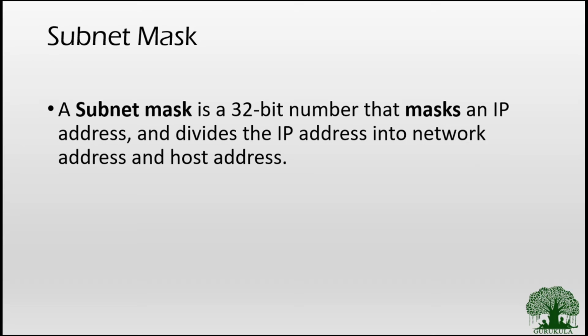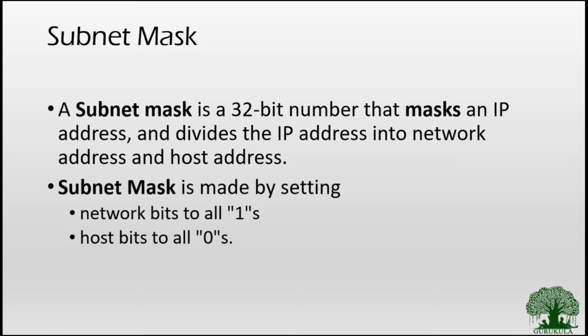A subnet mask is also a 32-bit number which we mask on an IP address, and this mask will divide the IP address into the network address and the host address. A subnet mask is made by setting all the network bits to 1 and all the host bits to 0. So all the bits used to represent the network should be given as 1, and all the bits used to represent the host should be taken as 0.